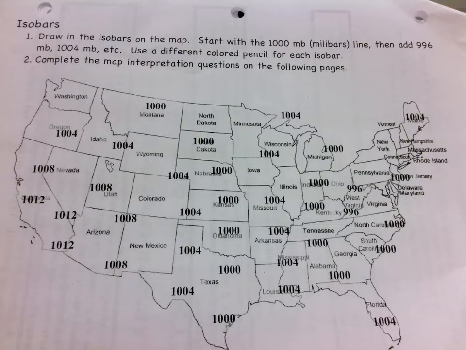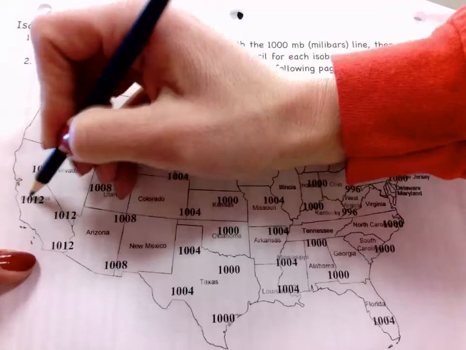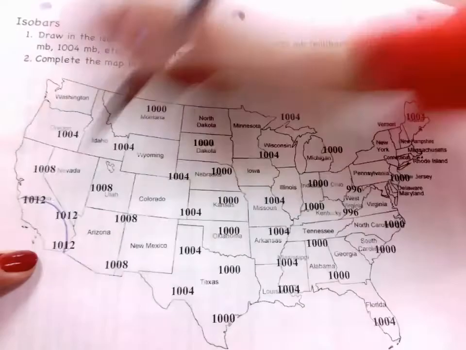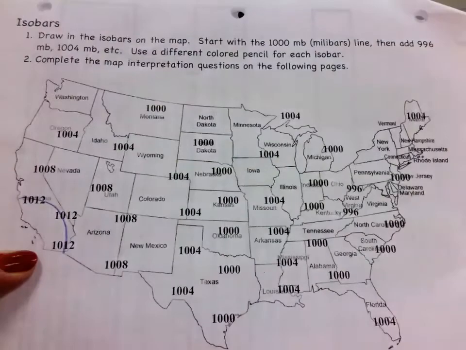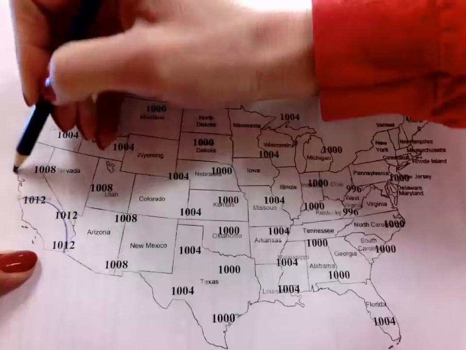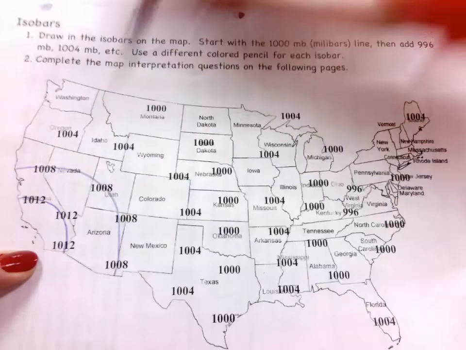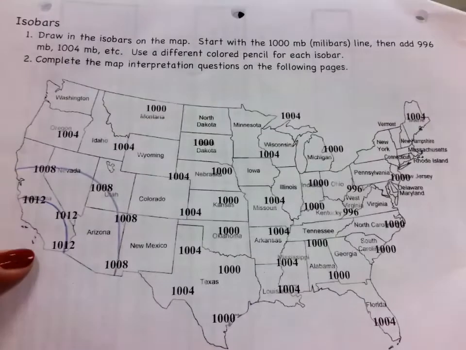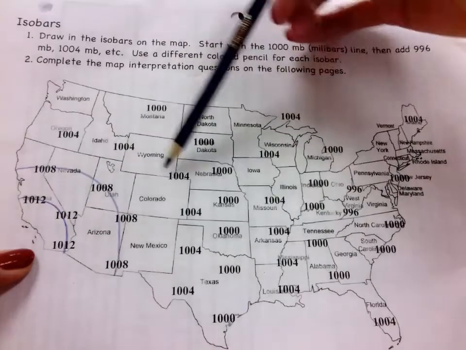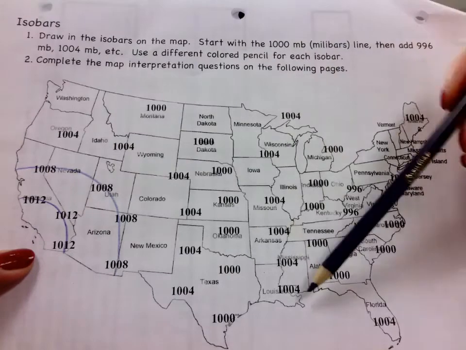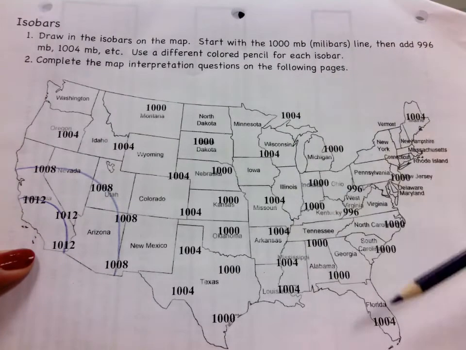Alright, as you come back, I'm going to go ahead and fill in the key so you can see if you did correctly. So I start on the west coast here because that seems to be the easiest. There's my highest numbers. And then I've got some 1,008s here. And then I get to the 1,004s. And so what I see here is I see some 1,004s kind of over in this area. I see some thousands, and then I see more 1,004s and more thousands.